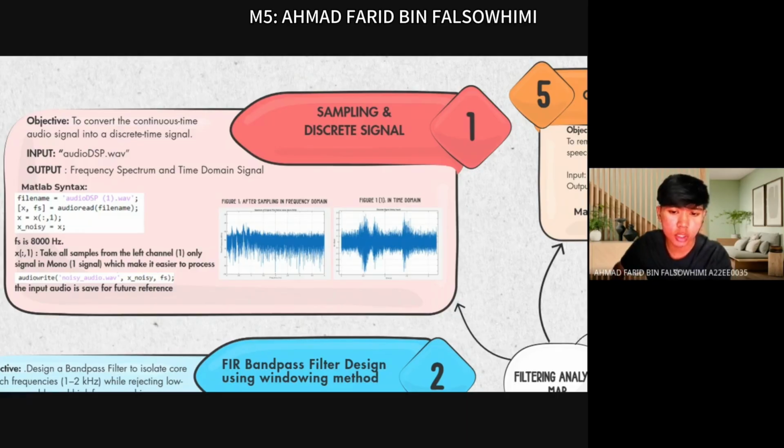The figure shown here is the signal after sampling, in the frequency domain and then in the time domain. We can observe how the signal behaves in both the time and the frequency domain. This step is important because we want to prepare the audio data for further digital signal processing and analysis in the later stage of the project.